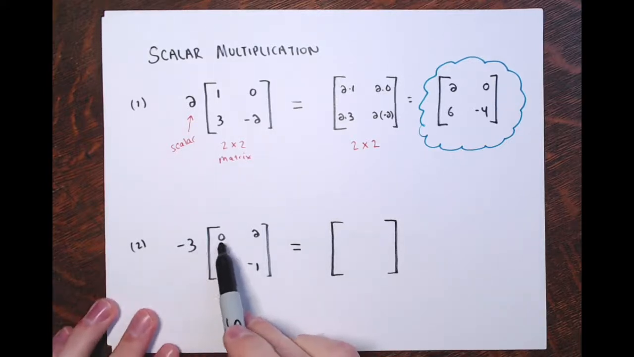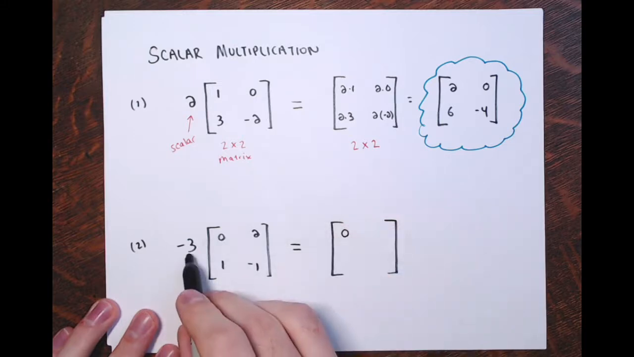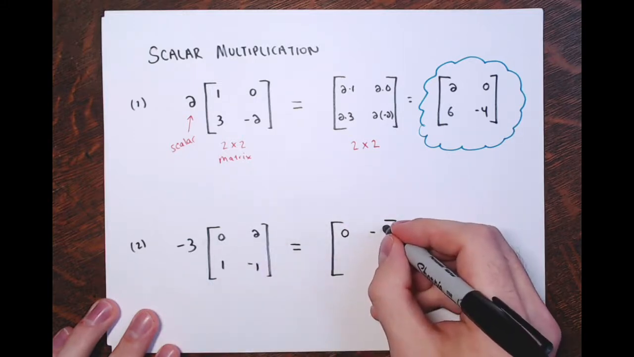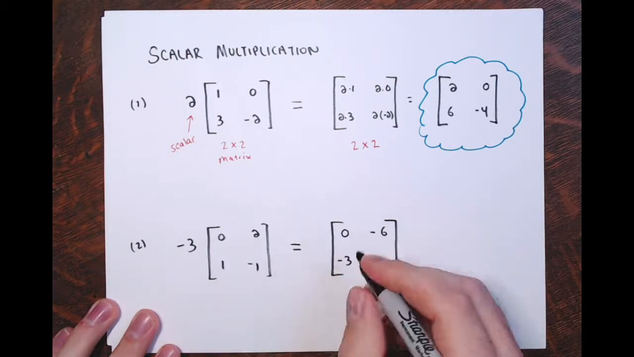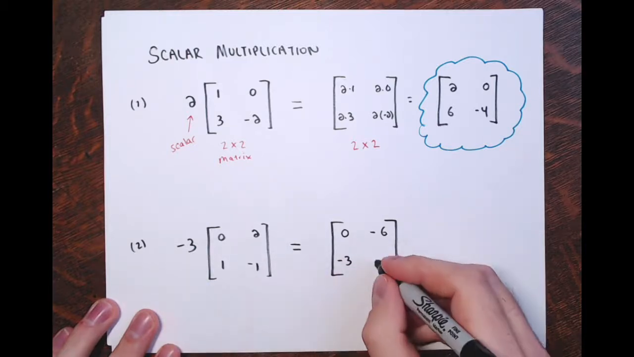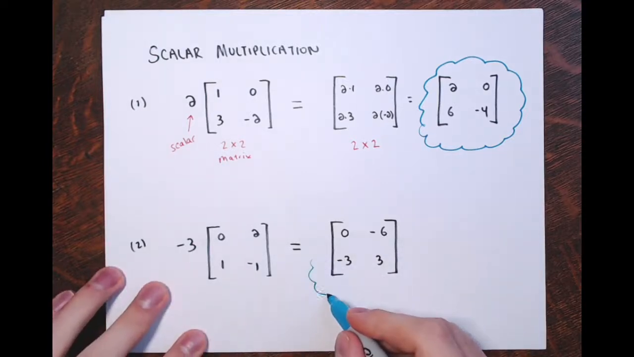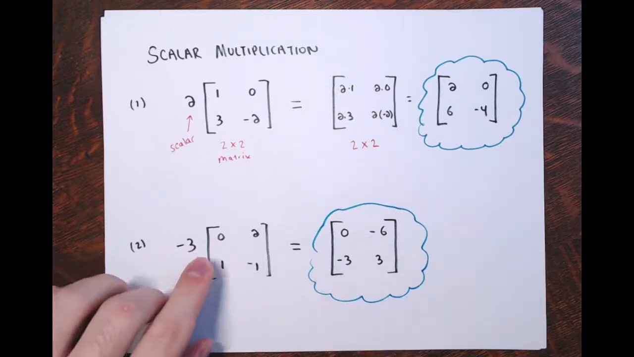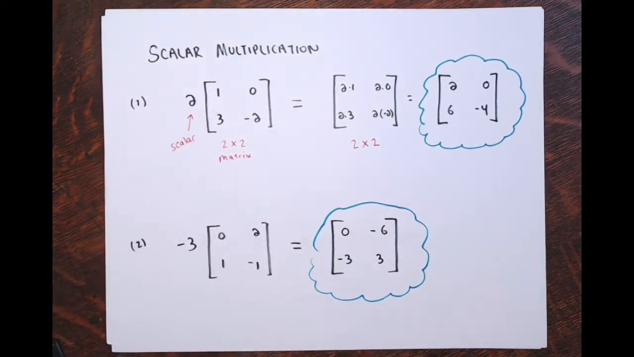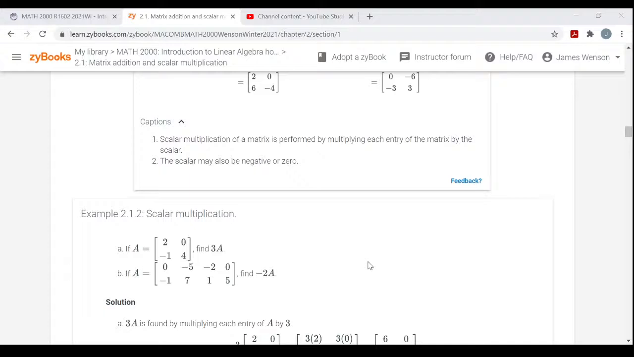And I'll just do it out loud. -3 times 0, 0. -3 times 2, -6. -3 times 1, -3. And -3 times -1, +3. And there we go. And this is the scalar multiple. All right, you have the scalar -3 times this matrix here. Very, very easy. You can play through the animations yourself.